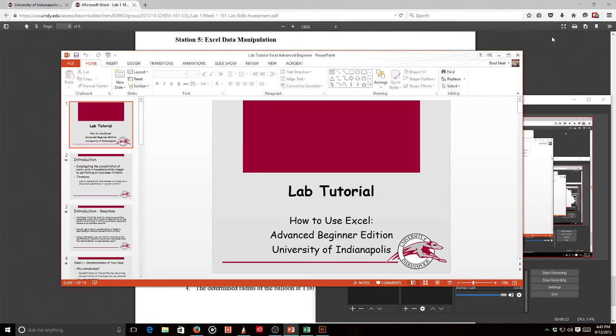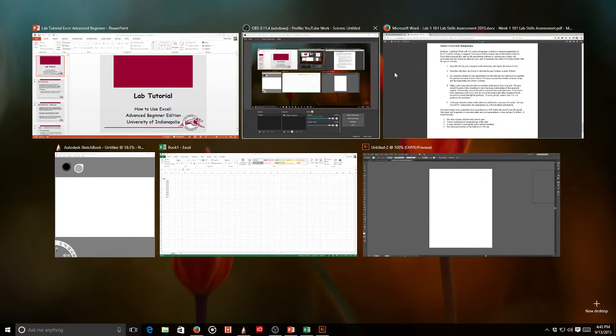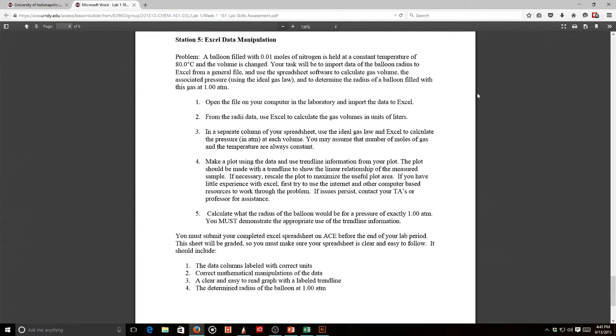Now, to talk about this lab, we're going to use an example: Station 5, our Excel data manipulation lab. In here, we're given a problem where we've got a balloon filled with some nitrogen at a constant temperature. We're given how much nitrogen has been filled into the balloon. We know the temperature of the balloon, and we know that the volume is changing.